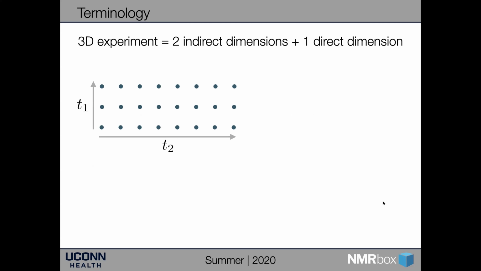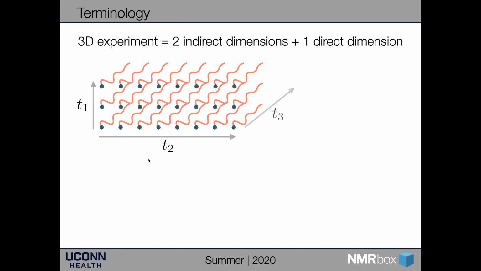So let's start off with some basic terminology. If we're going to talk about a 3D experiment, we have two indirect dimensions and our one direct dimension. Here we're seeing T1 and T2. These are our indirect dimensions. And at each one of those points, we collect our FIDs along T3.